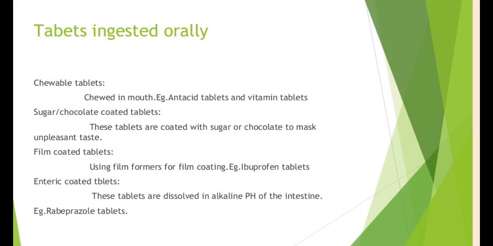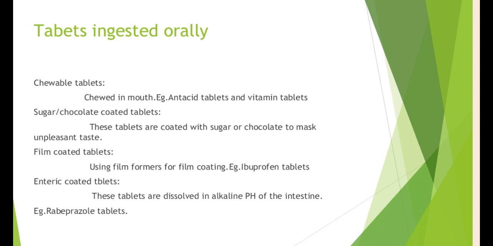Next, chewable tablets. These tablets are to be chewed in the mouth before swallowing. Example, antacid tablets, that means Gelusil tablets, and vitamin tablets. Next, move on to sugar or chocolate coated tablets. These are compressed tablets with sugar or chocolate coating. Because some tablets have an unpleasant taste, we use sugar or chocolate coating to inhibit the unpleasant taste and also to improve the stability of the drug.